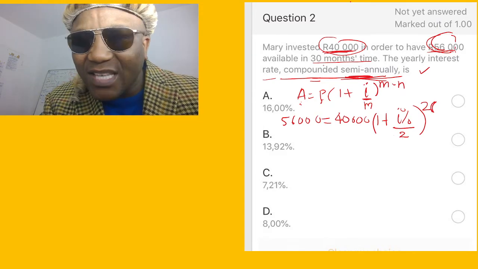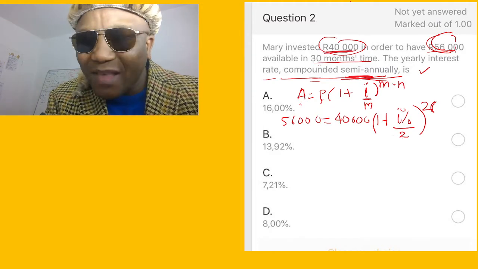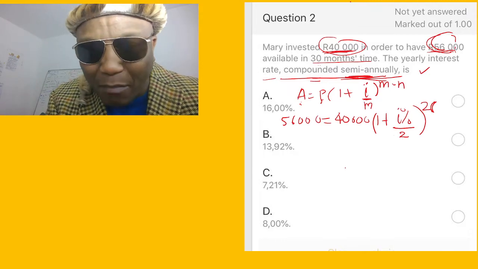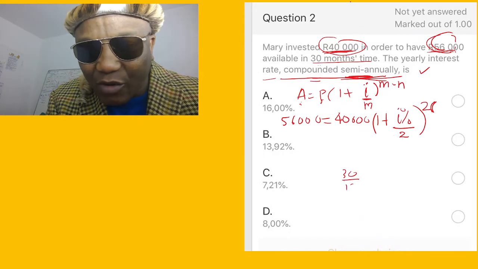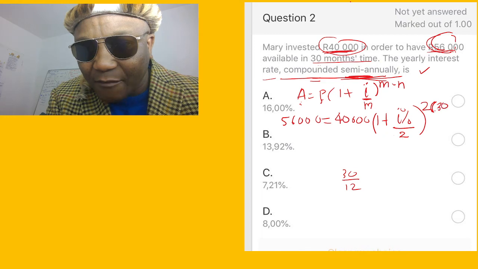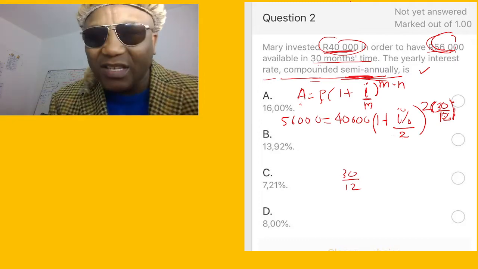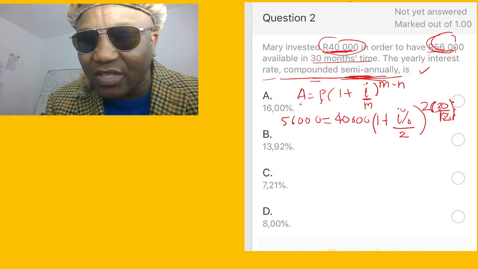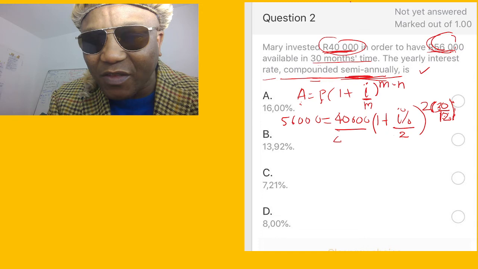So we don't have a year. They say 30 months. If you want to change months to years, you must take the months and divide by 12. So we're going to say 30 divided by 12. So now we can simply plug into a calculator and calculate the interest. First and foremost, I'm going to divide by 40,000.